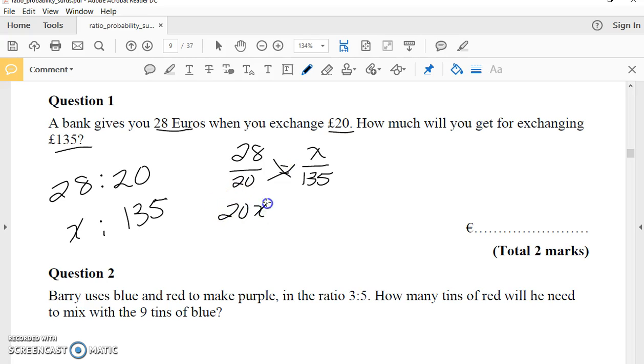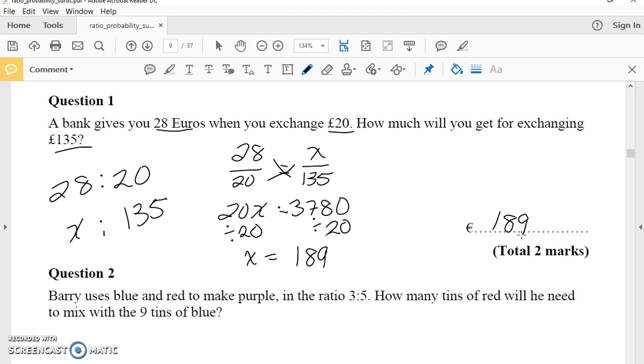So I end up with 20x equals 28 times 135, which is going to give me... So 20x is going to give us 3,780. Then to get x by itself, we're going to divide both sides by 20. And x is going to equal 189. So our final answer is 189.